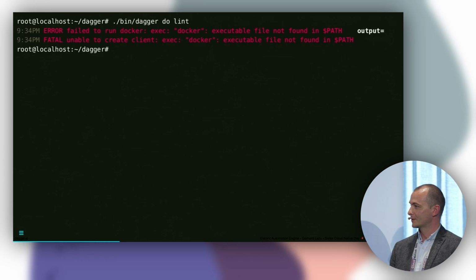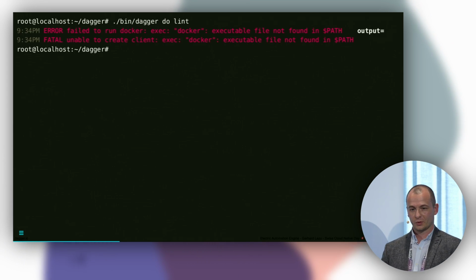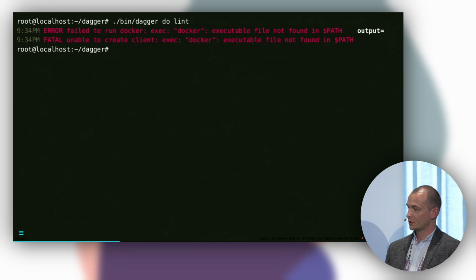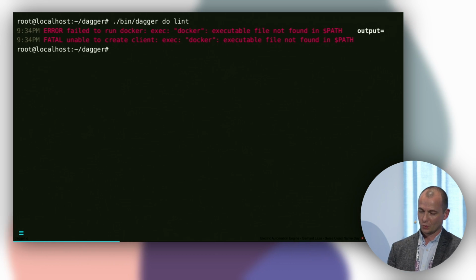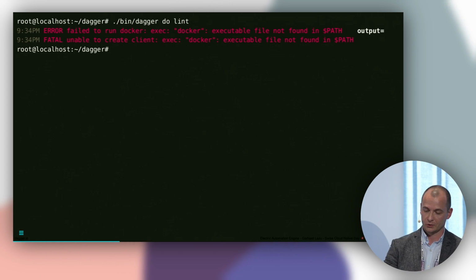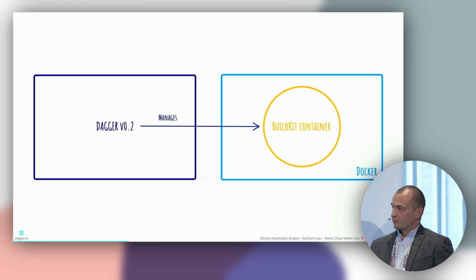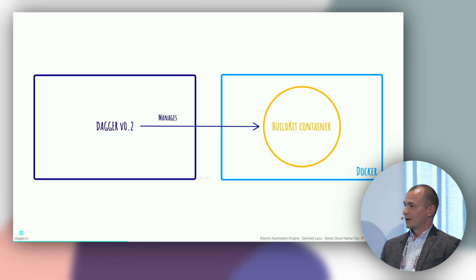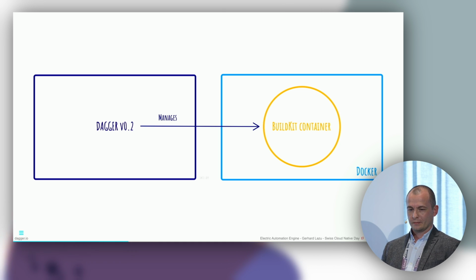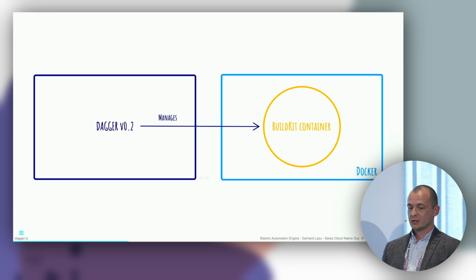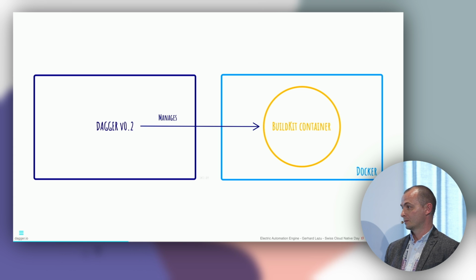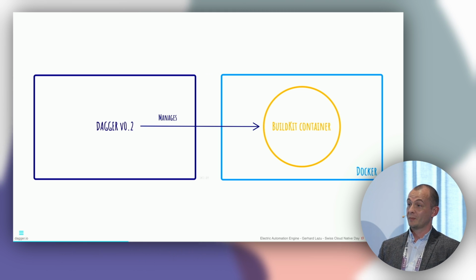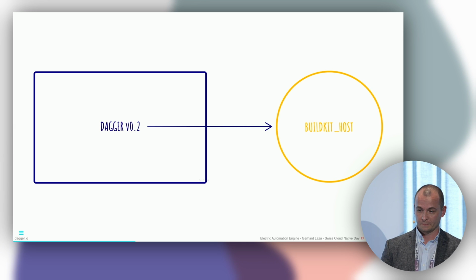Bin dagger do lint, and there we hit our first problem. The first problem is it failed, so we don't have Docker. Why is Docker important at this stage? Dagger version 0.2, and this will become important a bit later, by default manages a BuildKit container that it will attempt to spin up in a Docker instance. So by default, just by having the CLI, it's expecting to be able to spin up a BuildKit container.